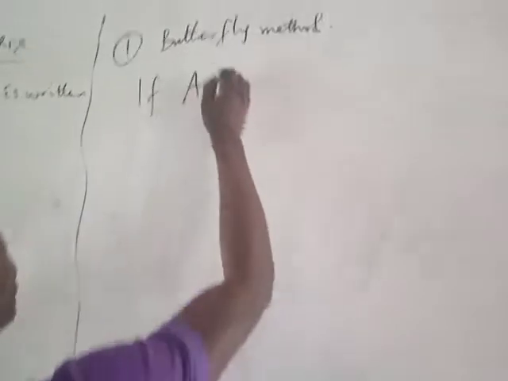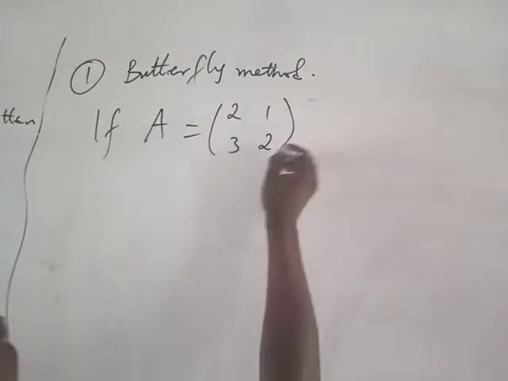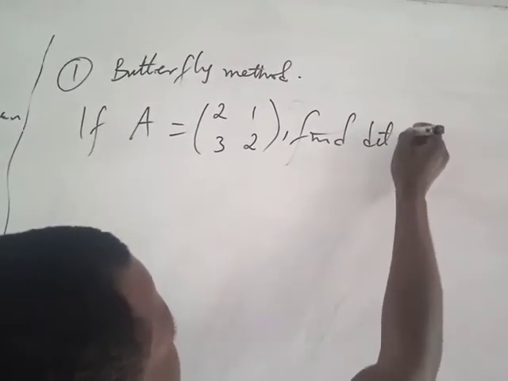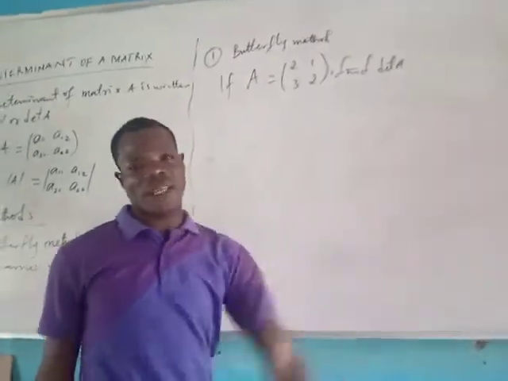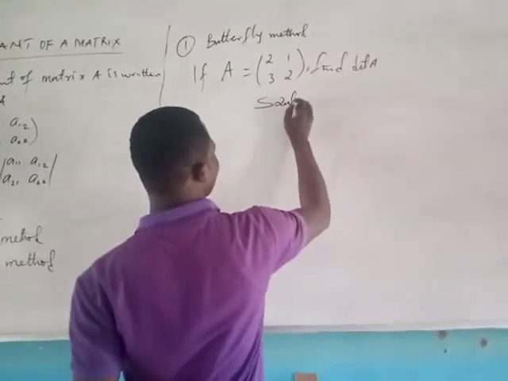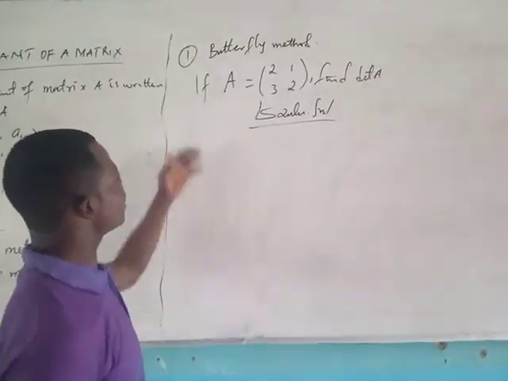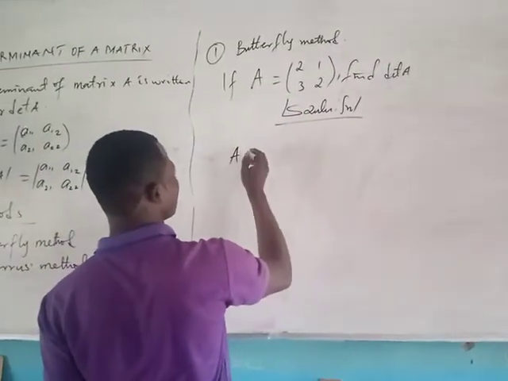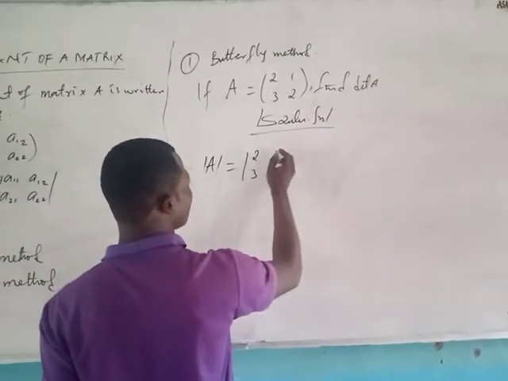If you are given a matrix A equal to 2, 1, 3, 2, find the determinant of A. If A is this, we can easily find the determinant of A. And how do we do that? How do we do this using the butterfly method? So we just have det A equal to, we change this to a determinant, 2, 3, 1, 2.